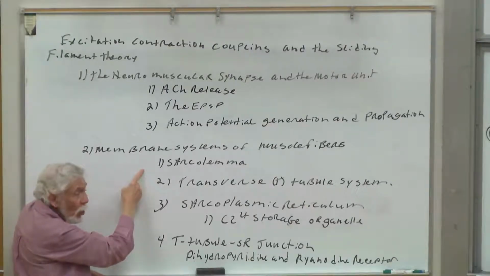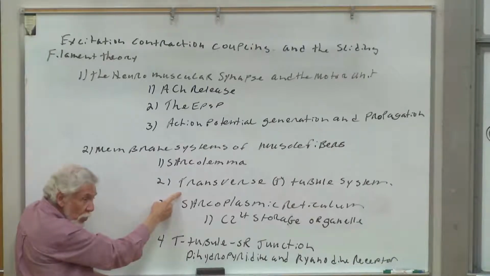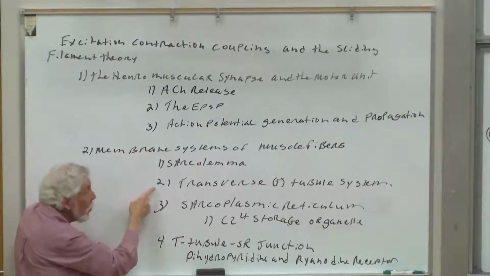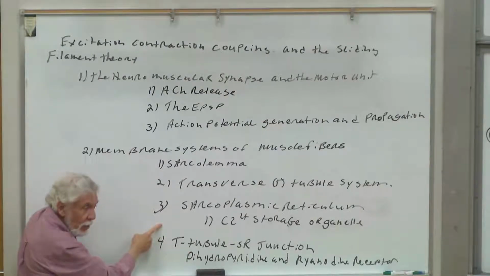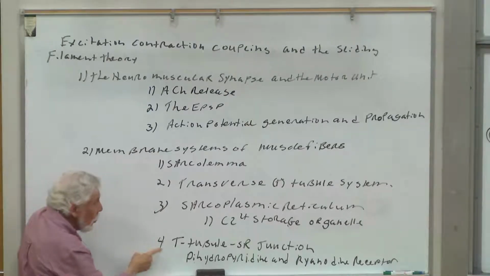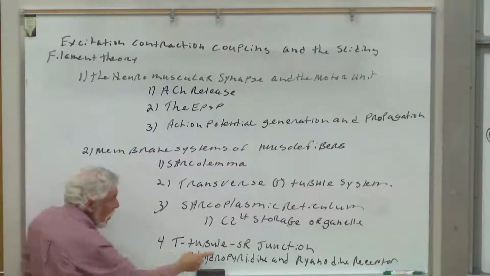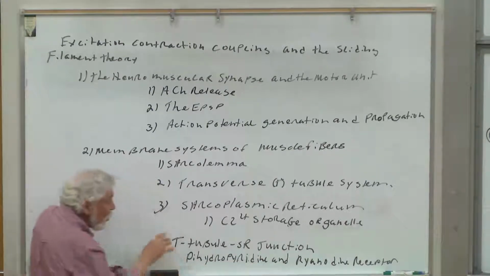But in addition to the sarcolemma, these cells have a transverse tubule system, that is a T-tubule system, which delivers action potentials to the sarcoplasmic reticulum. There's going to be a site, a junction, called a TSR junction, where the T-tubule system meets the sarcoplasmic reticulum.